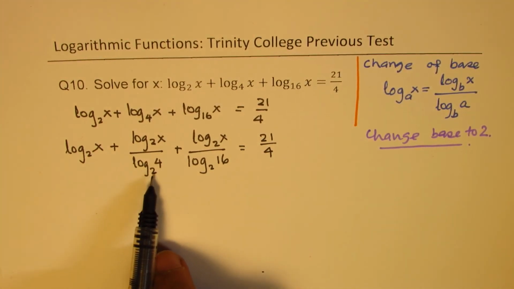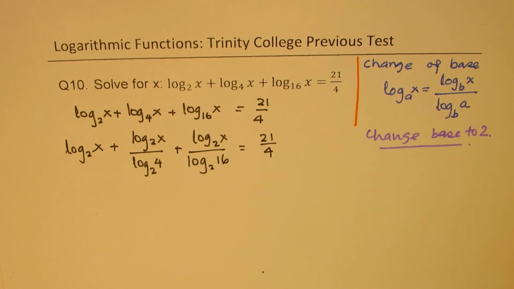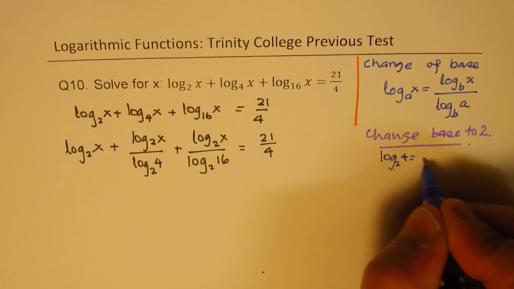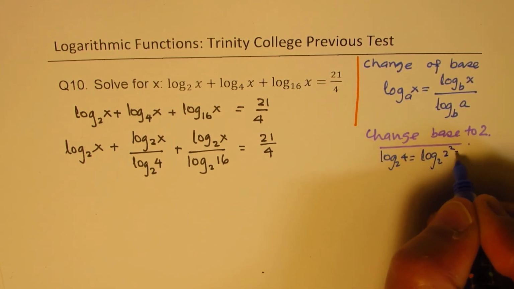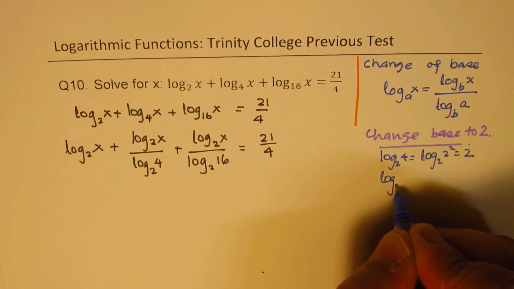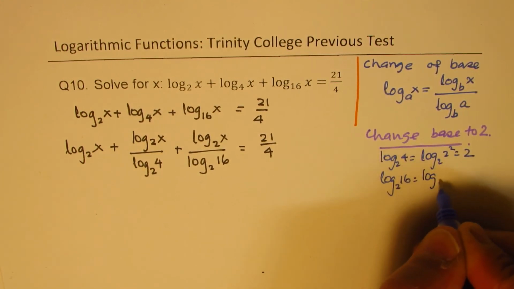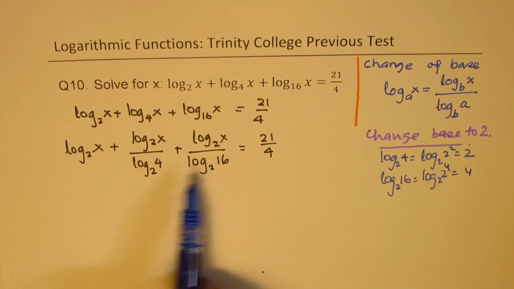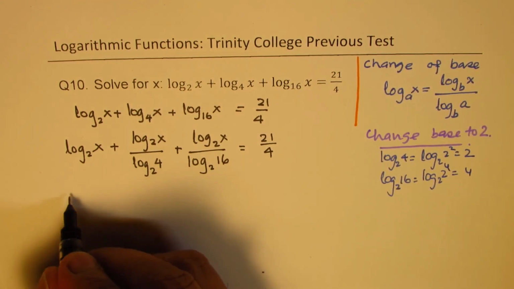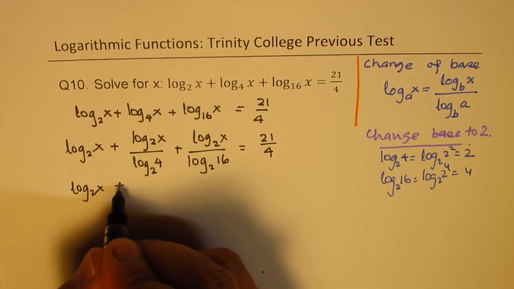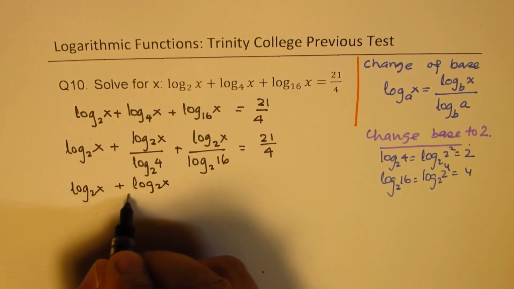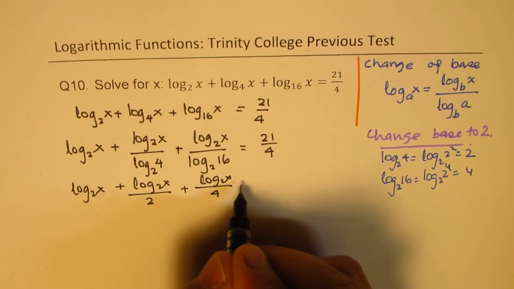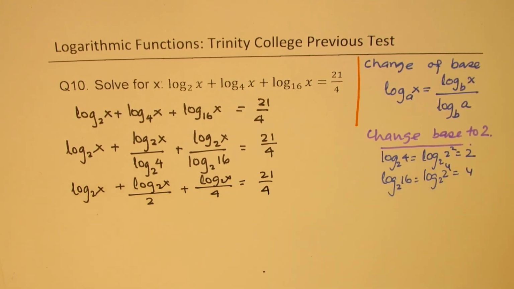Now what is log to the base 2 of 4? So let's write this on the right side and then we'll replace. Log to the base 2 of 4, as you know, is log to the base 2 of 2 square, which should be 2. And log to the base 2 of 16 is log to the base 2 of 2 to the power of 4, so that should be 4, correct? So we'll replace these values, and what we get here is log to the base 2 of x plus log to the base 2 of x divided by 2 plus log to the base 2 of x divided by 4 equals 21 over 4.